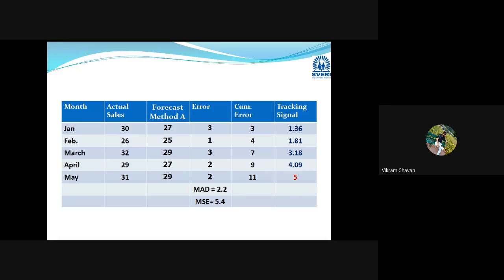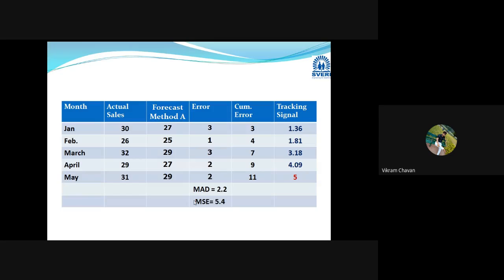If you summarize this, then for the fifth month we will get the tracking signal as 5. So for the fifth month we have to review this particular methodology. While considering these two methods, method A and method B, on the basis of MSE: in the case of method A, MSE is 1.4, and in the case of method B, MSE is 5.4. On these two bases we can decide that the best method for forecasting is method A.